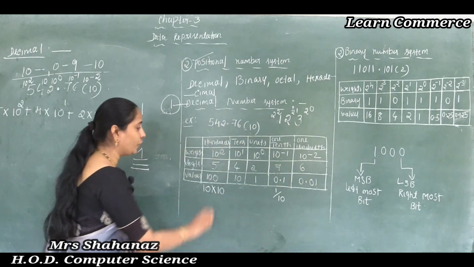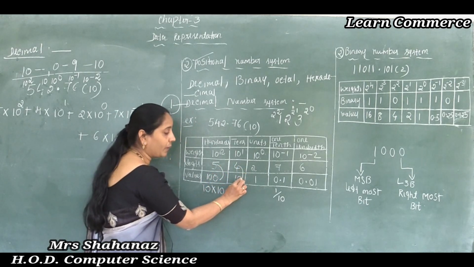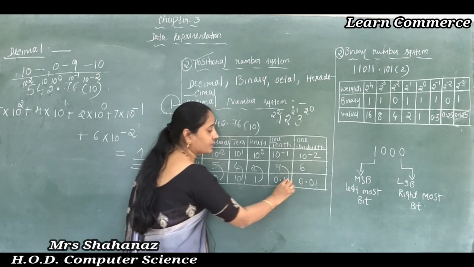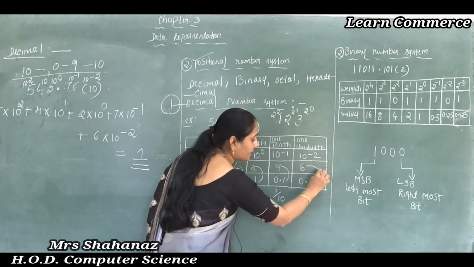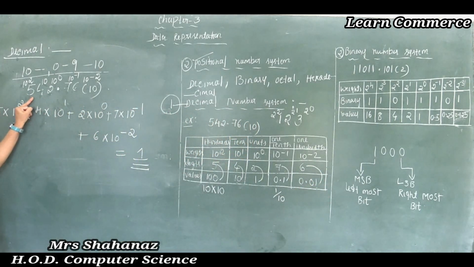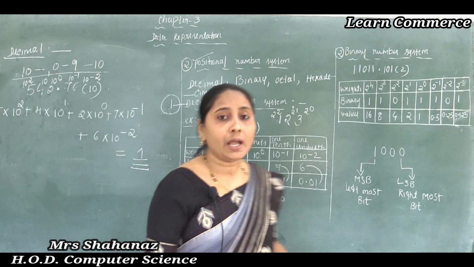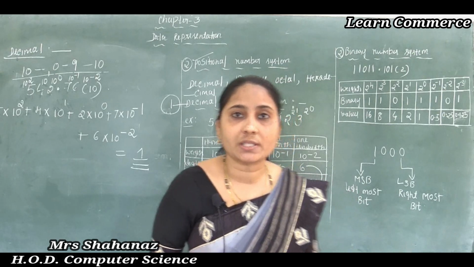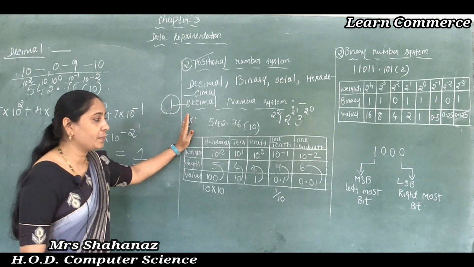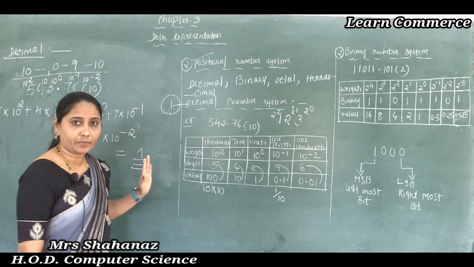And later, such values are going to be multiplied: 5 into 100 plus 4 into 10 plus 2 into 1 plus 7 into 0.1 plus 6 into 0.01. Finally we get the value 542.76. Clear this point here? So lastly we get the value here. So this is the representation of our decimal number system. So clear about the decimal number system? Each and everything in the table is clear, no?